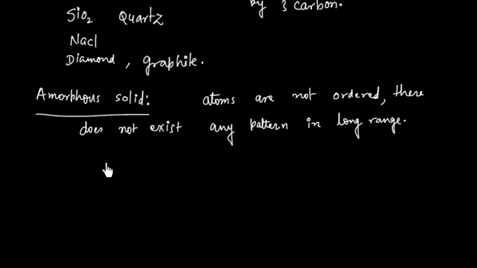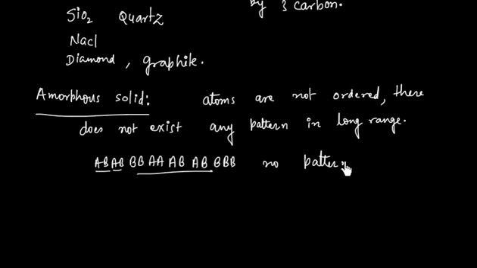For example, if I have AB, AB, this looks like a pattern, but next time we will have BB, next AA, then we have AB, then we have AB, then we have BBB. So there is no pattern. So in this case we have no pattern. Similarly we can have in case of ABC. So ABC, we have AB, then we have BC, ABC, ABC. So there is no pattern in this case.